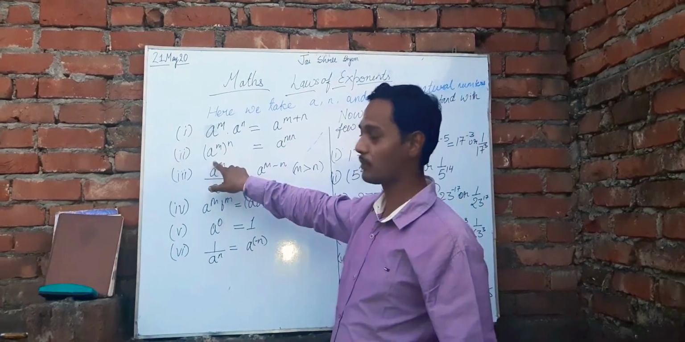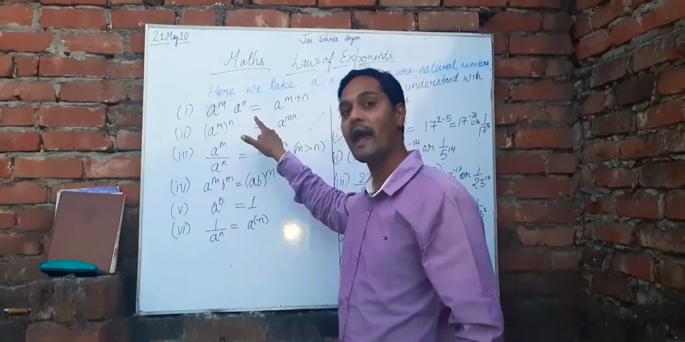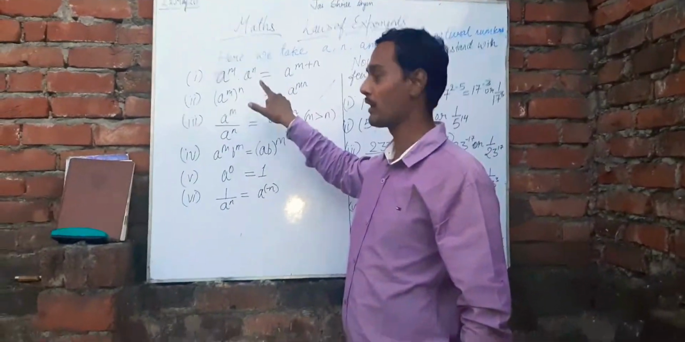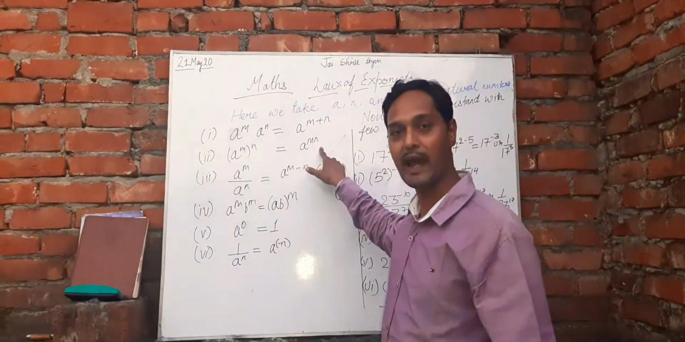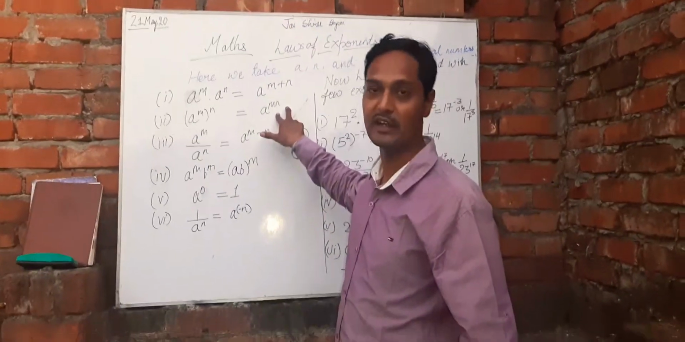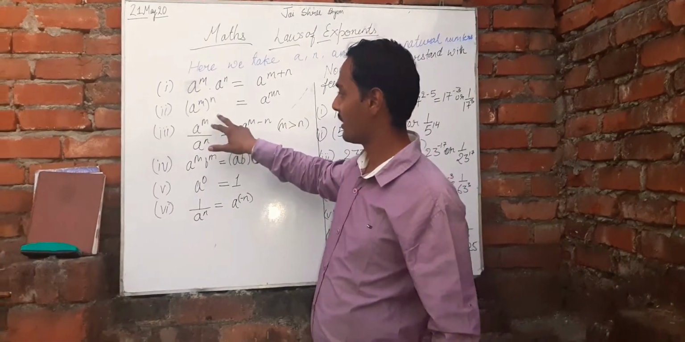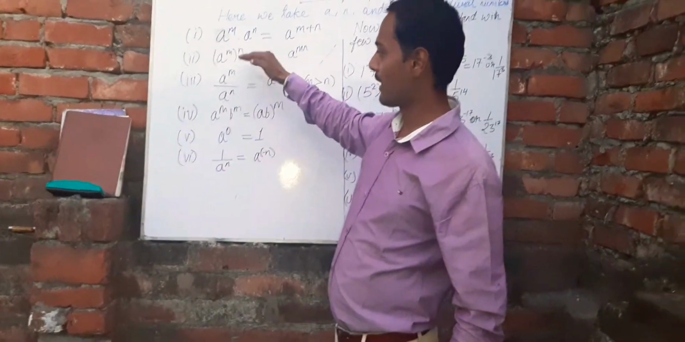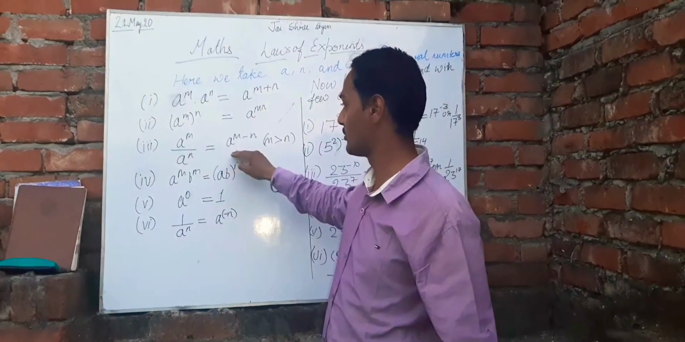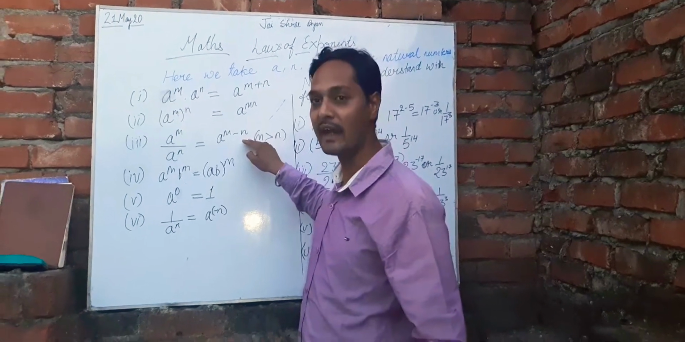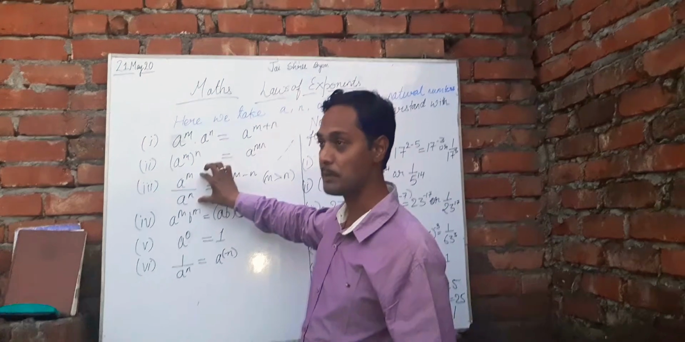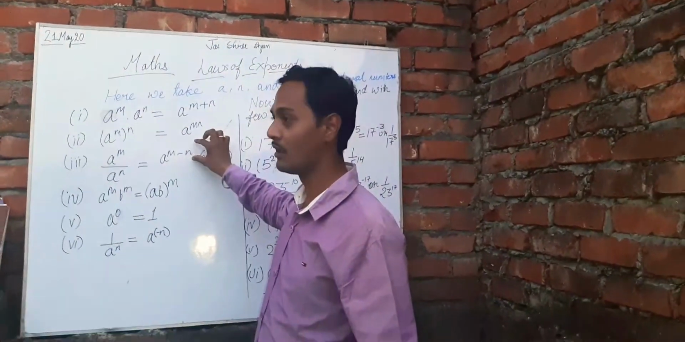Now come to the next point. The next topic is a to the power m to the power n, meaning here we have two powers. A to the power m to the power n equals a to the power mn. Here we have a multiply sign, and that multiply sign is represented here. Clear? Next is a to the power m upon a to the power n, which equals a to the power m minus n. When these two exponents are in division form, then we have to put a minus.